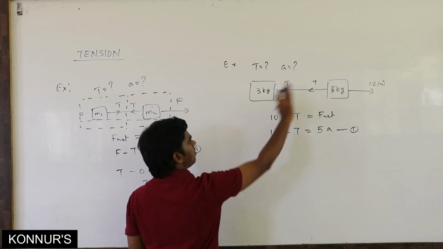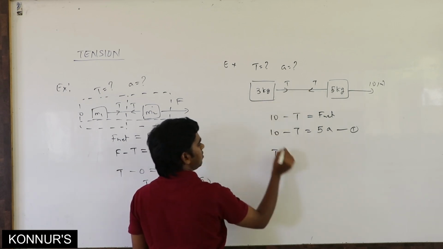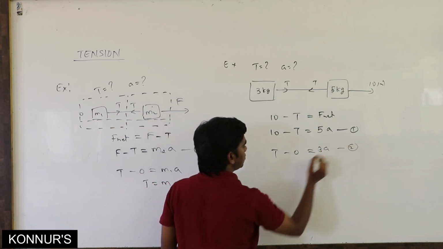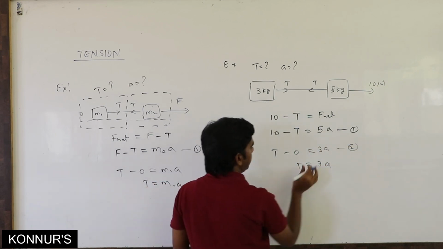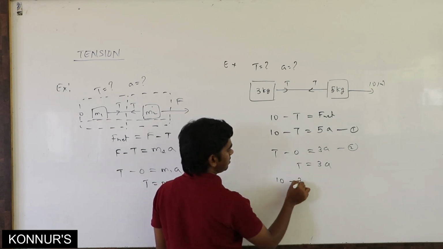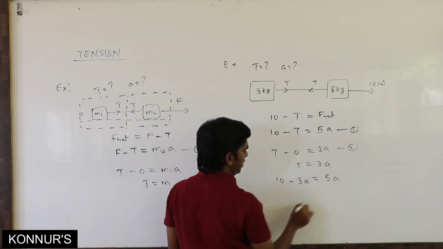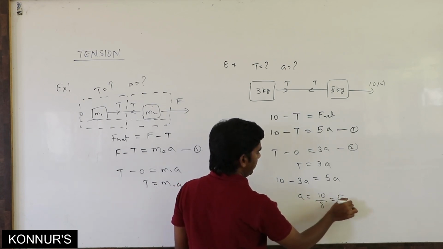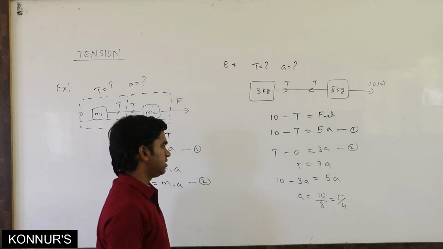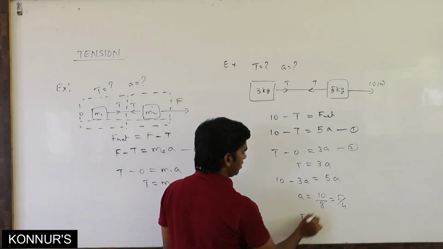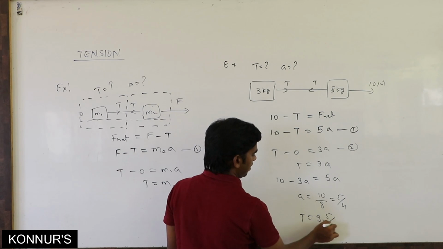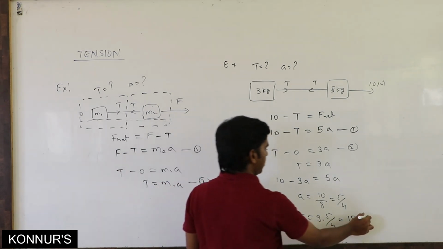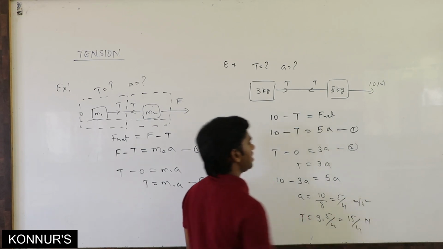Here, what is the forward force? T. What is the backward force? Nothing, so 0. So mass into acceleration: T equals 3a. Substitute here: 10 minus 3a equals 5a. So acceleration is 10 divided by 8, that is 5 by 4. If you got the acceleration, you can substitute here. Tension equals 3 into 5 by 4. So you will get 15 divided by 4 Newton as the tension, and the acceleration is in meter per second square.